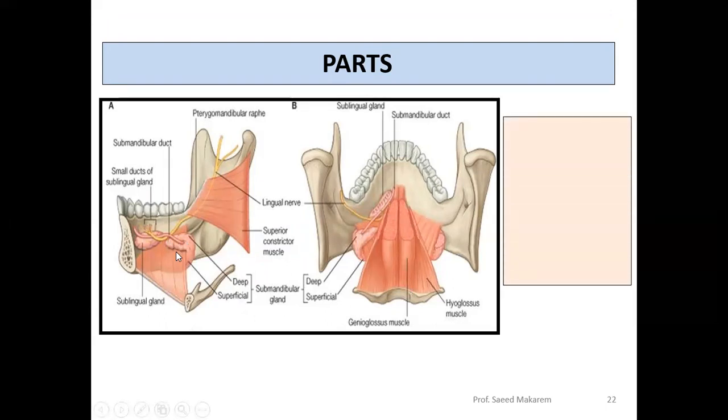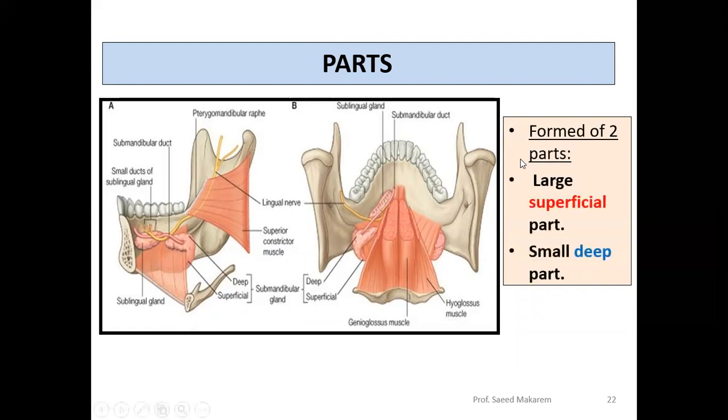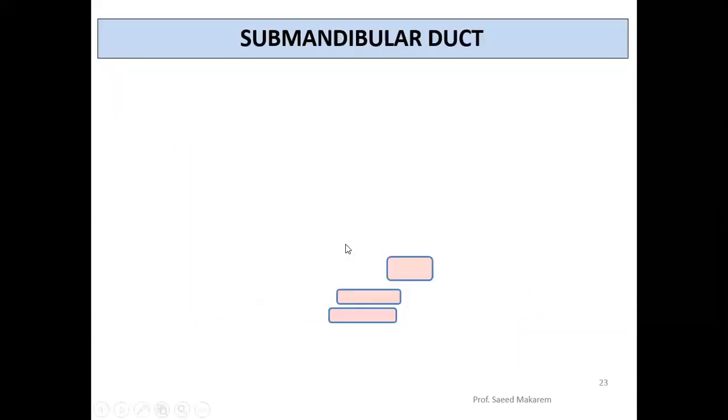So this also has a superficial and deep part. The larger part is the superficial part, which is outside, and the deep part, which is the small part, is inside. And you can see the duct coming from this gland, that is the submandibular gland. So this is called the submandibular duct. So the duct indicates that this is also exocrine.